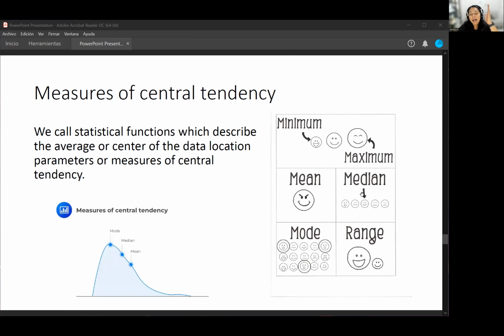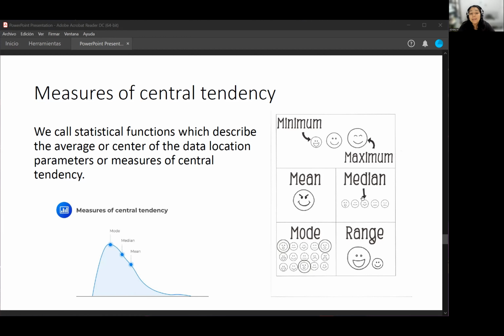The median is the value in the middle once you have sorted all the elements. Then the mode is the value that has the highest frequency. And then the range, you know, is the difference between the maximum and the minimum.